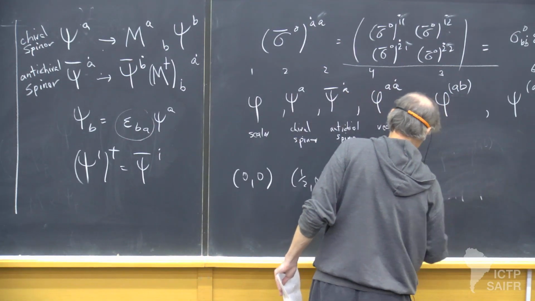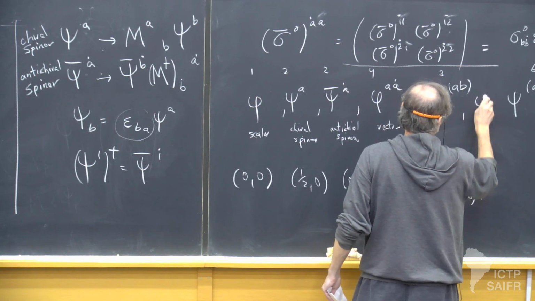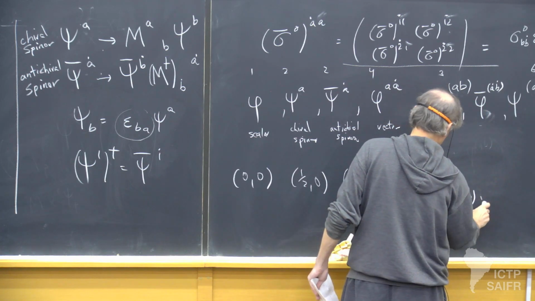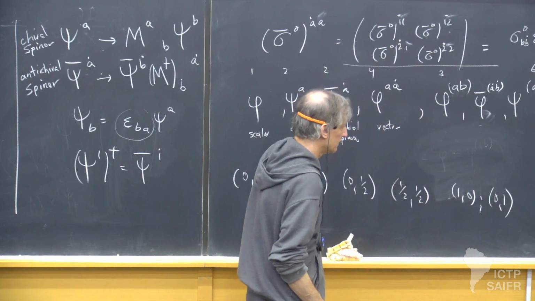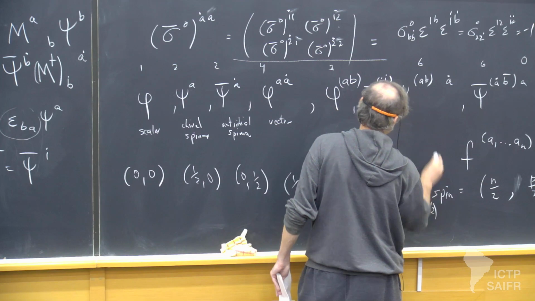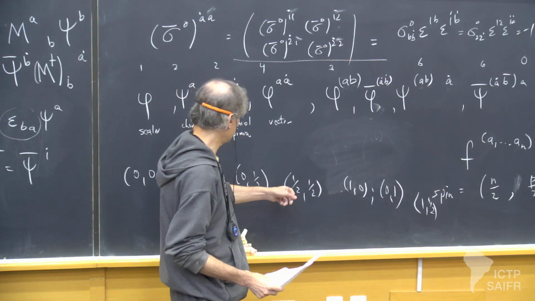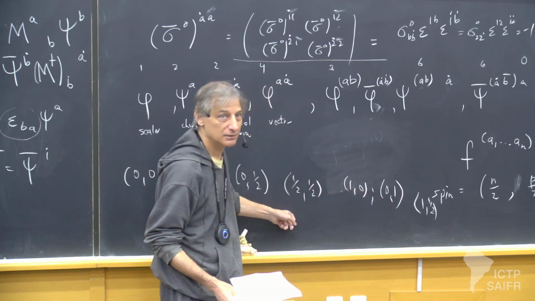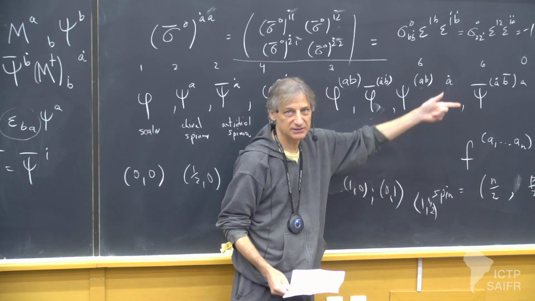And I forgot one. You could also have phi, A dot B dot. You could also have this one. That's another one. That would be 0, 1. These turn out to be 1, 1/2, right? Because I have 2 of these. So these are spin 1. This is spin 1, spin 1, spin 1, but different kinds of spin 1. And this is spin 3/2. Okay? And you could do spin 2, et cetera, et cetera.